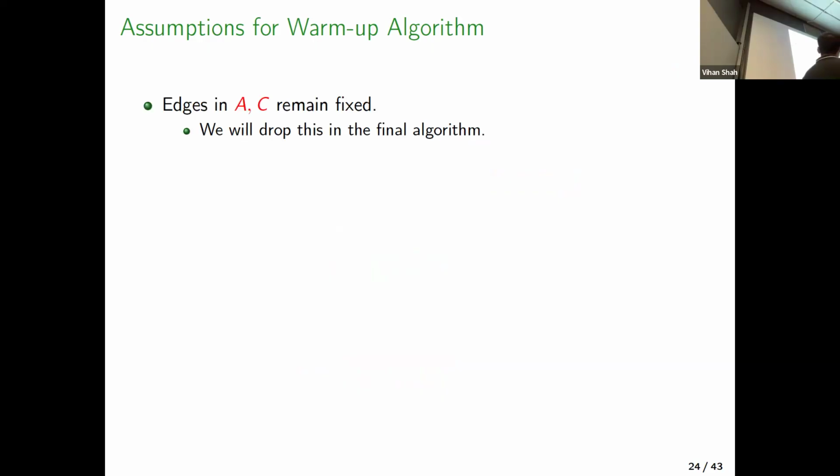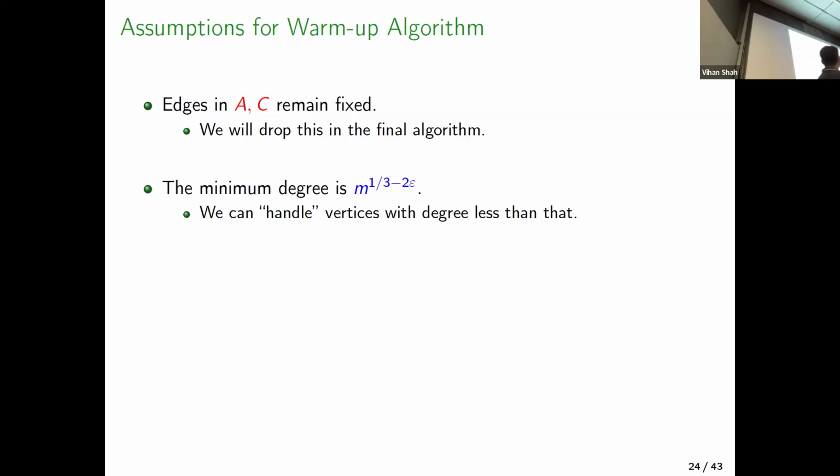And we will drop this assumption. So I'm going to talk about a couple of assumptions now. We will drop this assumption in the final algorithm. The second important assumption that I'm not going to talk much about is that the minimum degree is something like m to the 1/3 minus 2 or so. The reason we can assume this is we have this other algorithm that can handle these low degree vertices. And what I mean by handle is you can answer queries for them.